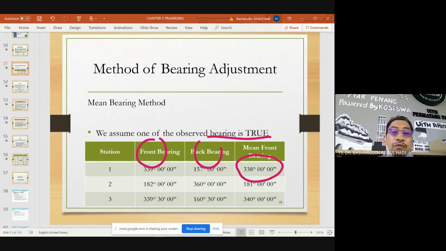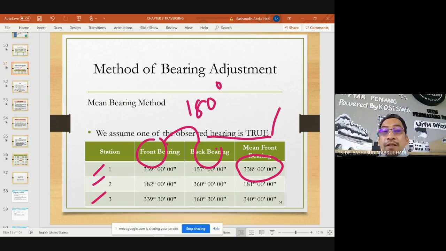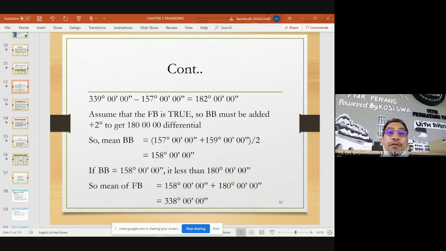Okay, so for stations 1, 2, and 3, we have fore bearing and back bearing. The difference should be 180 degrees. And we have mean bearing, which means we try to average between the front bearing or fore bearing and the back bearing. Alright, next slide. So we calculate this one.